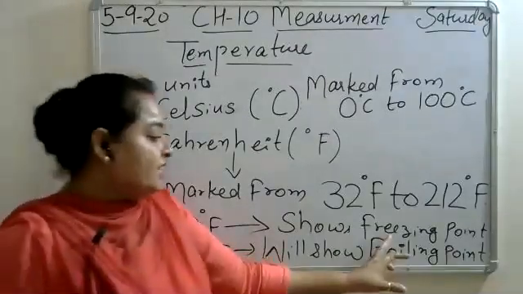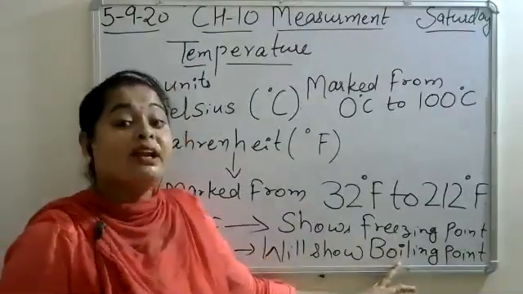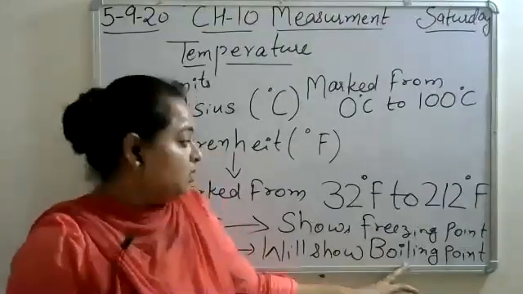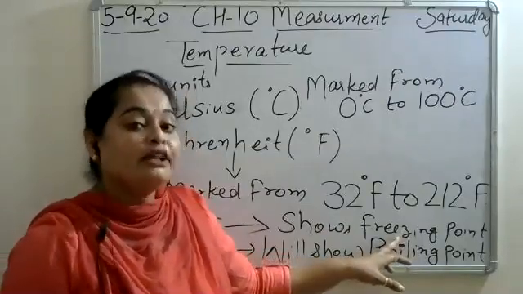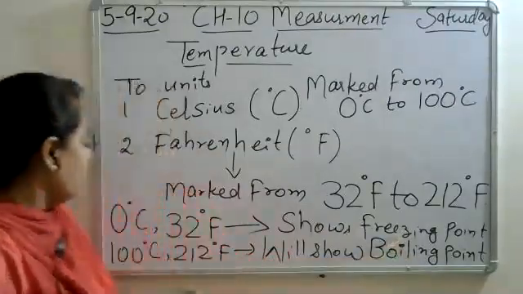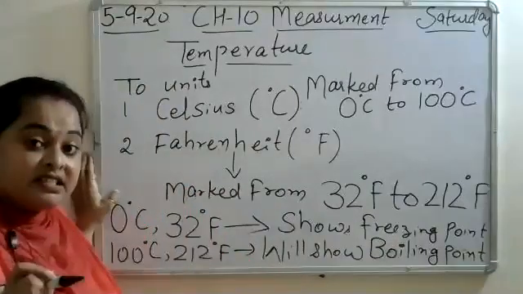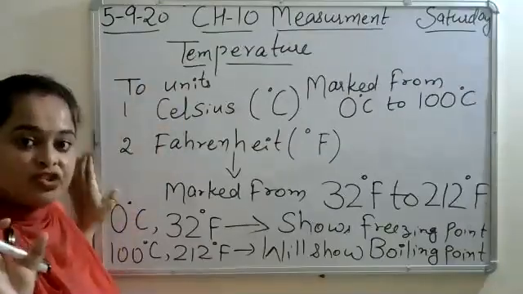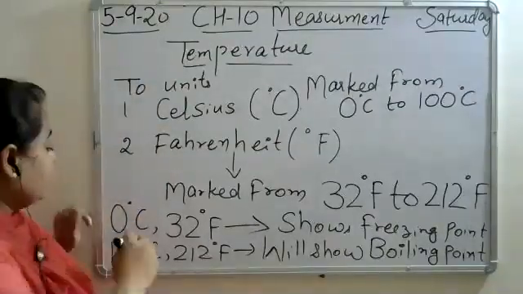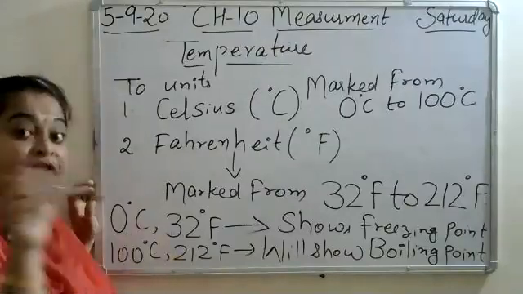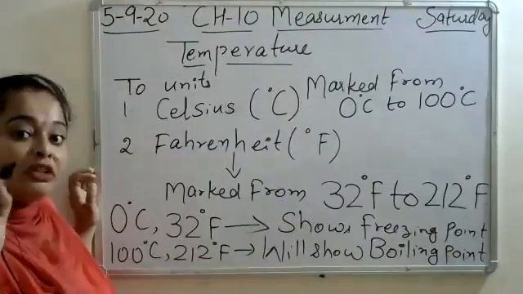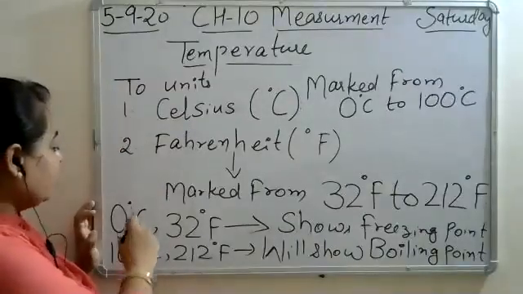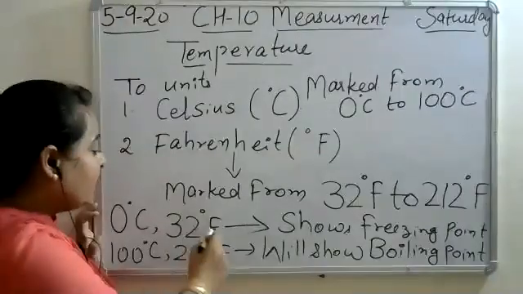Here, freezing point and boiling point. Boiling point of what? Boiling point of water and freezing point of water. It means whenever you will observe 0 degree Celsius, water freezes. The best example is fridge. In fridge, if the temperature is 0 degree Celsius in the freezer, water freezes. So at that time the temperature is 0 degree Celsius or 32 degree Fahrenheit.